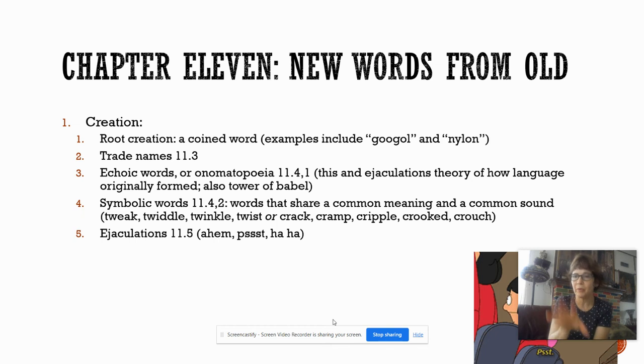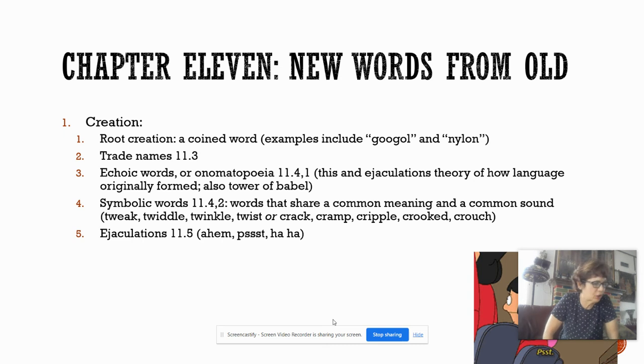And yes, Google, like when you're using the internet, that Google spelled differently is related. But the original term Google is a mathematic term. And in the 1940s, the mathematician who came up with this concept for this very large number needed a name for it. And at least the story is that he commissioned his 9-year-old to come up with a name for this new mathematical concept that he had created. And the 9-year-old nephew came up with the term Google. And there you go. Nylon, similarly, is what we call a true root creation.